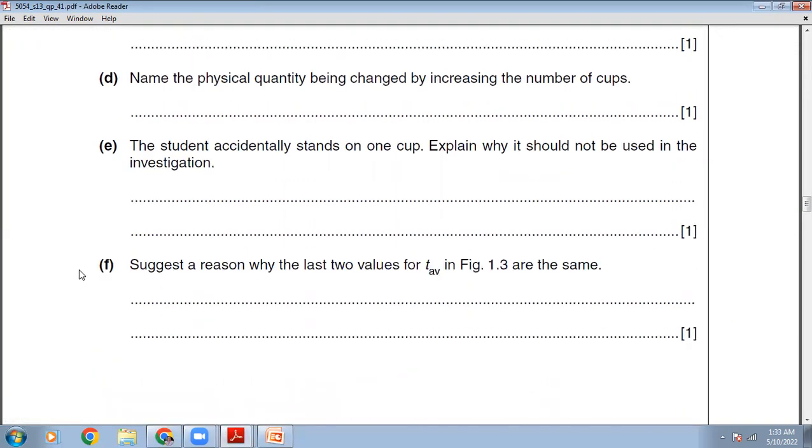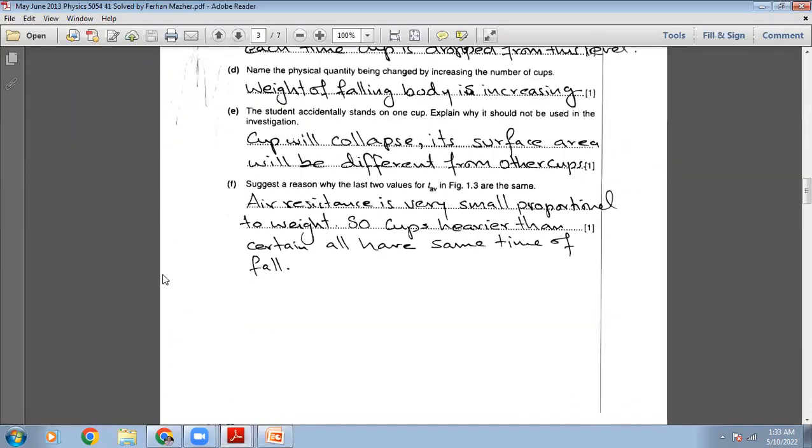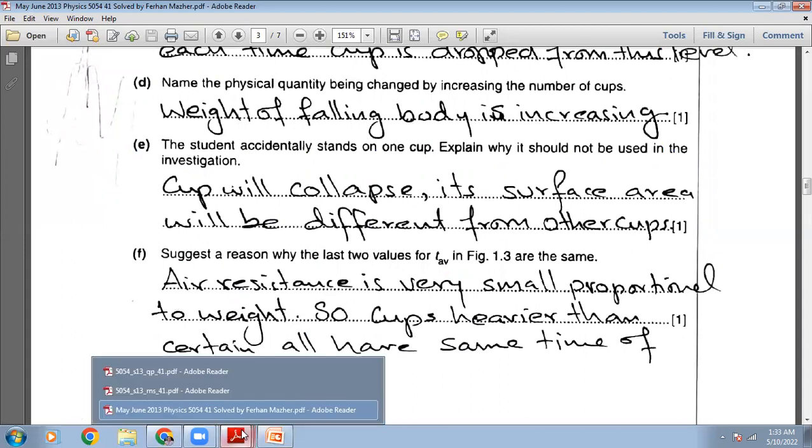The student accidentally stands on one cup. Explain why it should not be used in the investigation. When the student stands on a cup, the cup is a paper cup, it will collapse. And when it collapses, its shape will change. Now, this cup cannot be used because its surface area has changed. When the surface area changes, the air resistance it experiences will also change. So the cup will collapse, its surface area will be different from the other cups, so it cannot be used.